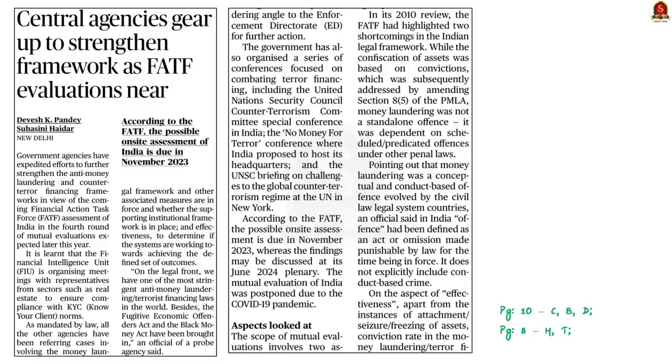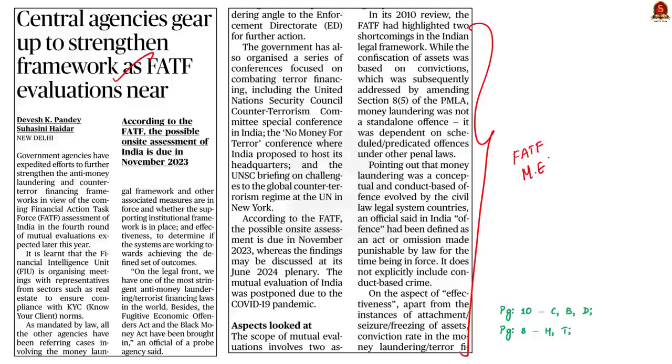Now look at this news article. It says that the evaluation by FATF is nearing. So the government agencies are taking steps to strengthen India's framework against money laundering and terrorist financing. Now this is about the news article given here. Today in our discussion, we'll see about FATF and mutual evaluations of FATF.